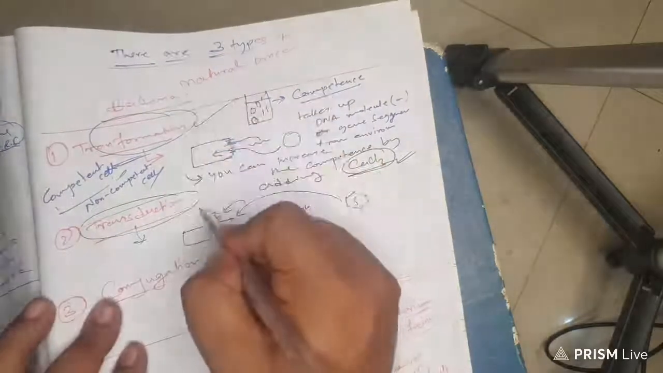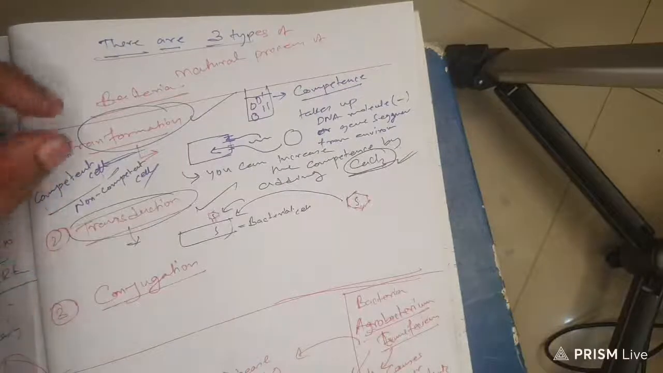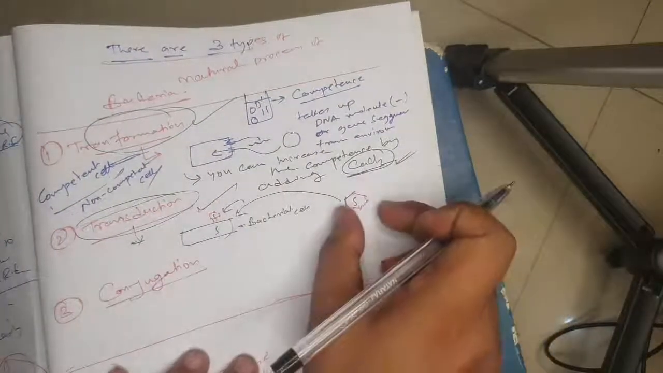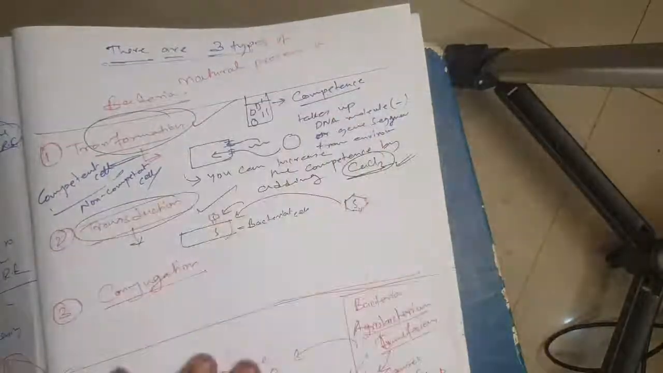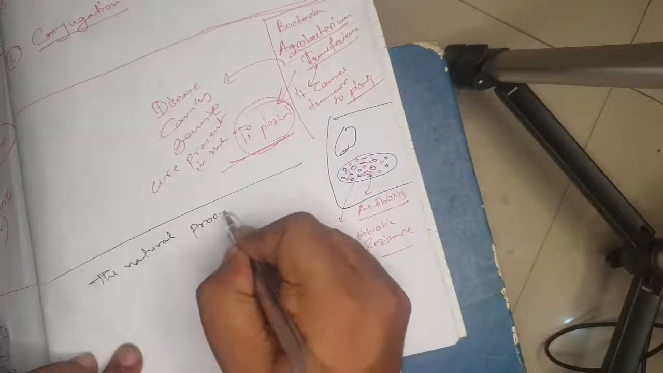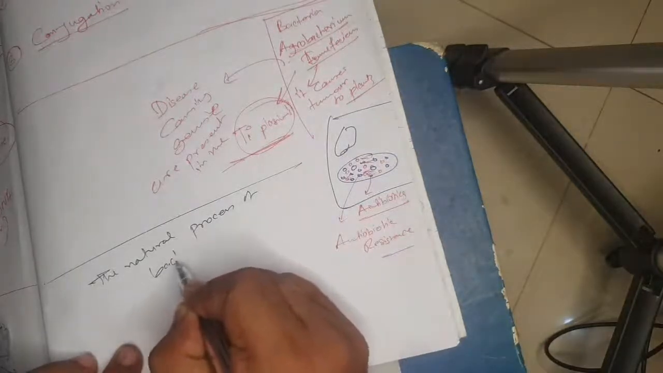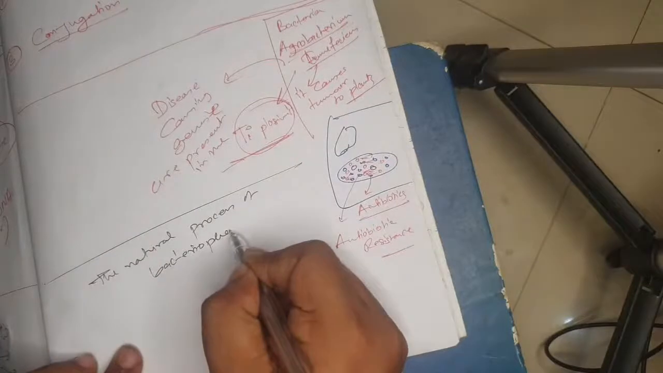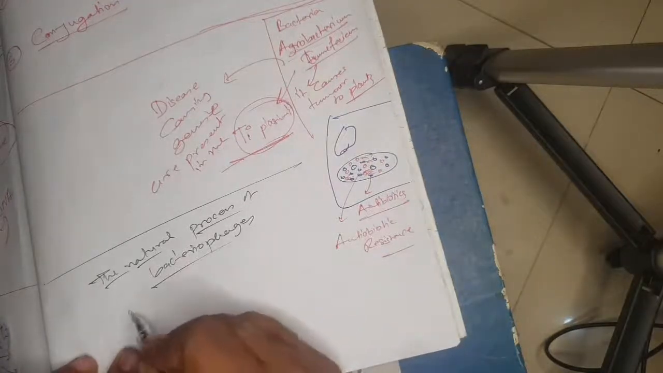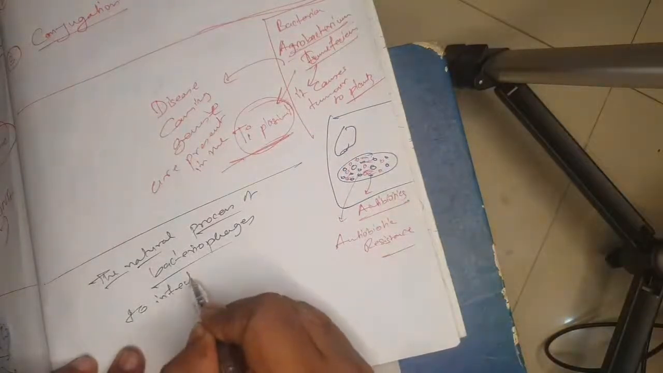So one is transformation, one is transduction. I hope you are understanding that these are the processes to transfer, or use a vector to transfer, the target gene inside your cell. I hope you understand that there is the natural process of bacteriophages.